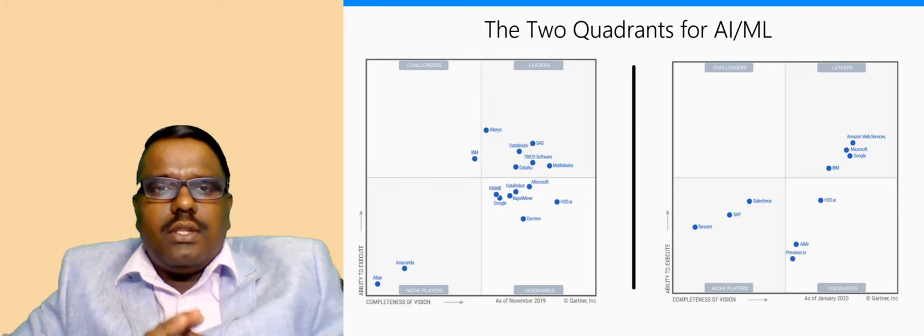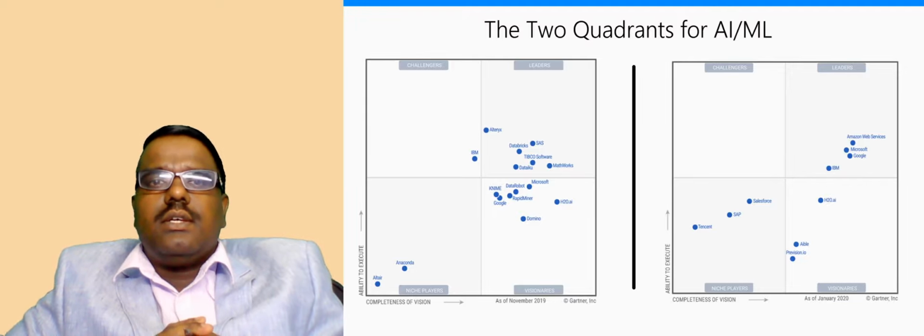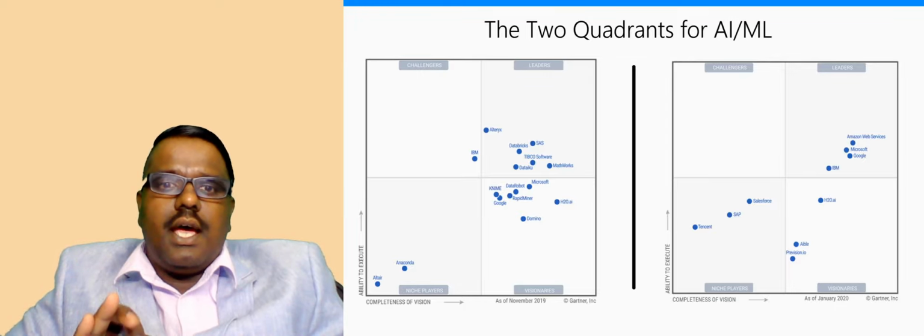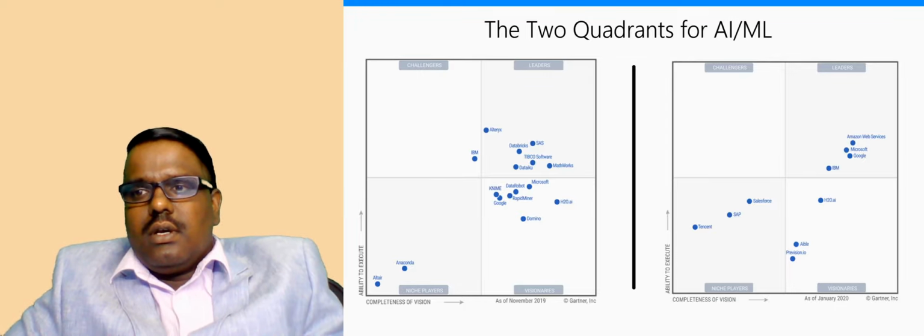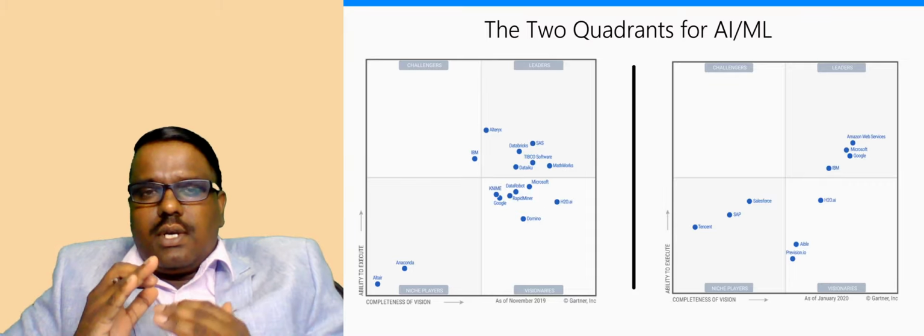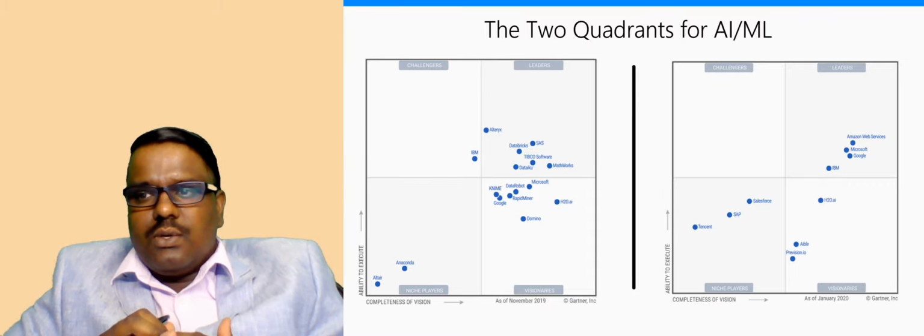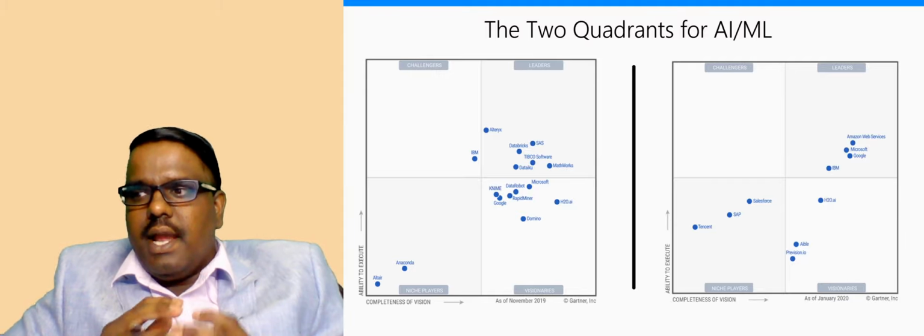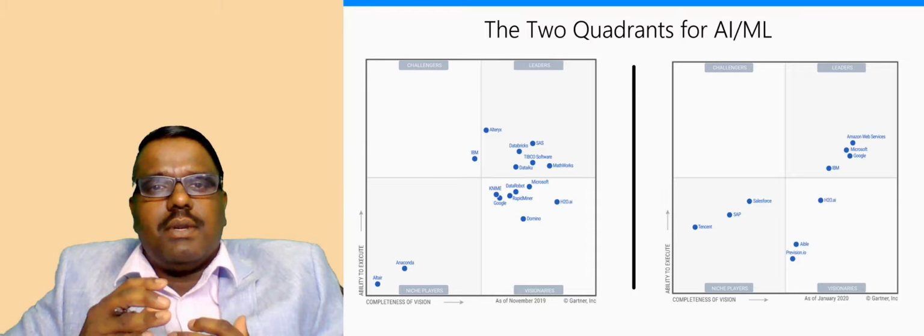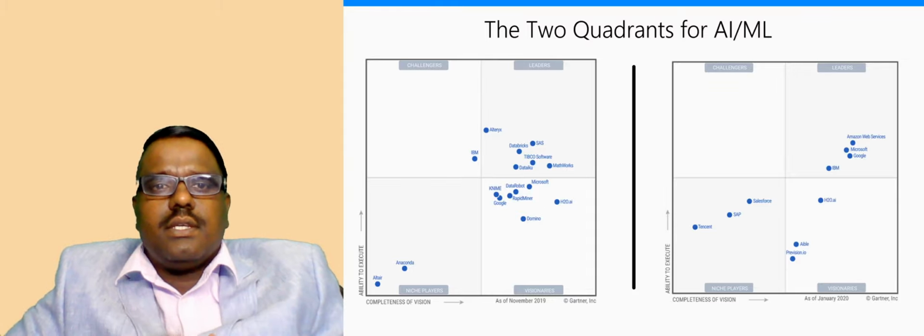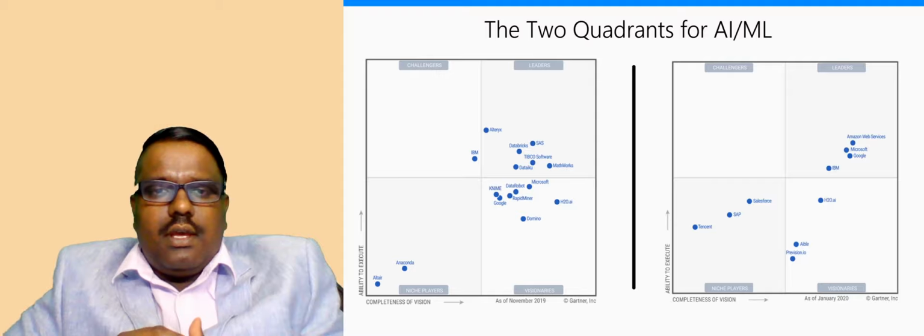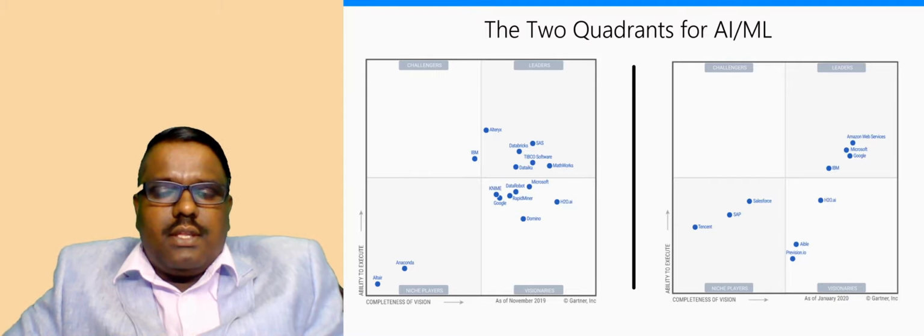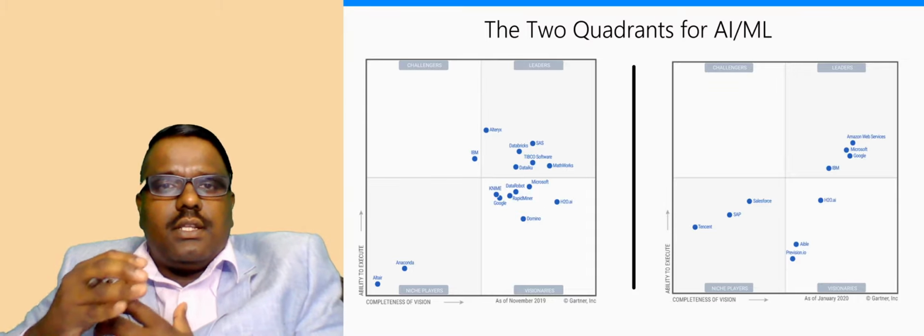If we look into this quadrant, there are four categories: challengers, leaders, niche players, and visionaries. By Gartner's definition, a leader has a strong presence and a great mindset in the artificial intelligence and machine learning area, and brings best-in-class, tested and proven software into the market. That is the leader category.